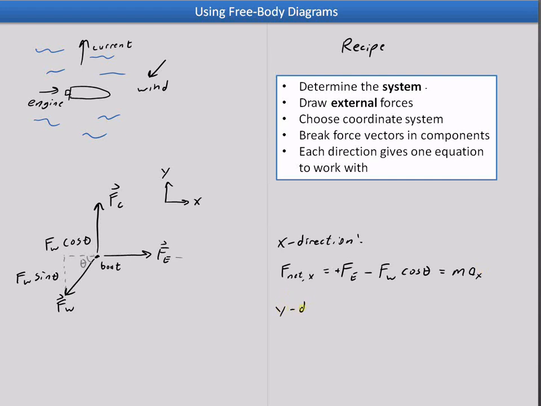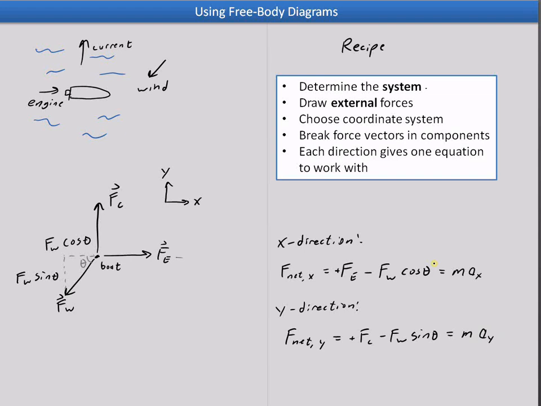We could do the same kind of thing for the y direction. The net force in the y direction is equal to the forces that are up. That would be the magnitude of the current force minus the forces that are down. So that would be the magnitude of the wind force times sine theta, and that's equal to the mass of our system times the acceleration in the y direction. Now supposing we knew the magnitudes of these three forces, the force from the engine, the force from the current, and the force from the wind, this would be enough information to calculate what the acceleration was, at least if we knew the mass of the boat.